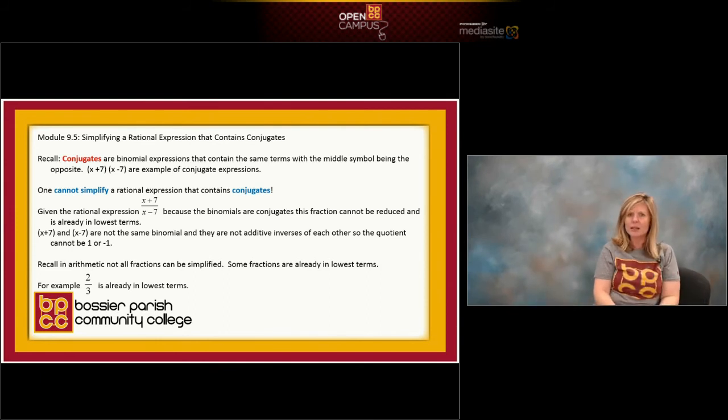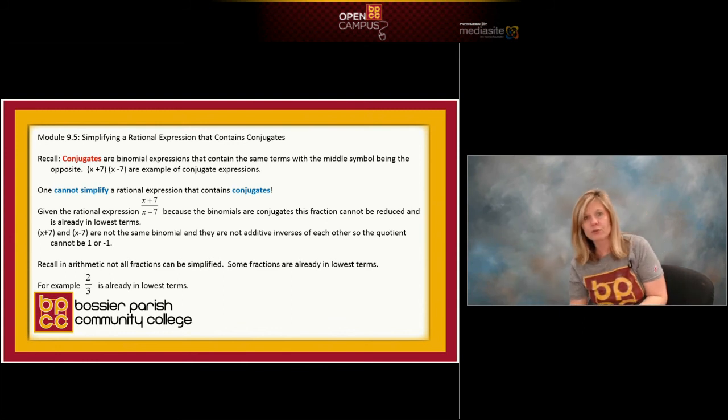Now you're going to say, wait a minute, I thought I can always reduce a fraction. Well, no, think back to arithmetic. If I had the fraction 2/3, and I said, okay, guys, reduce it in lowest terms. What are the factors of 2? 1 and 2. What are the factors of 3? 1 and 3. The only factor they have in common is a 1. And 2/3 divided by 1 will stay 2/3. We all know the fraction 2/3 is already in lowest terms. It's as low as it can go.